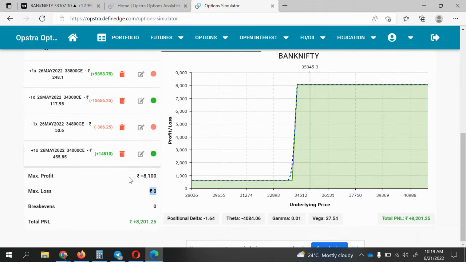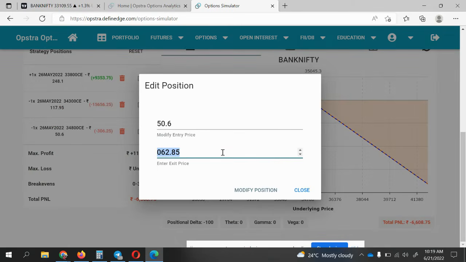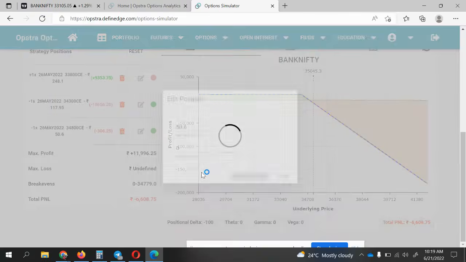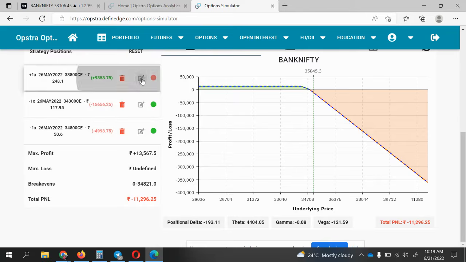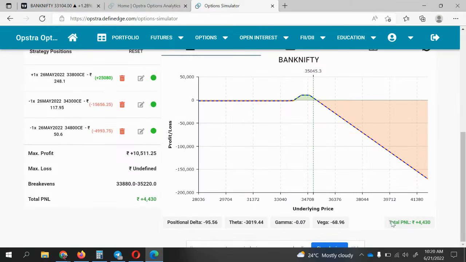Okay, I'll just delete this trade. I'll get you back to the original trade, and then you will be able to understand. I'll just make this 0. You will get to know what would be the original profit without doing the adjustments. Okay, this was your original profit without doing adjustment. But check this, it has an undefined loss.